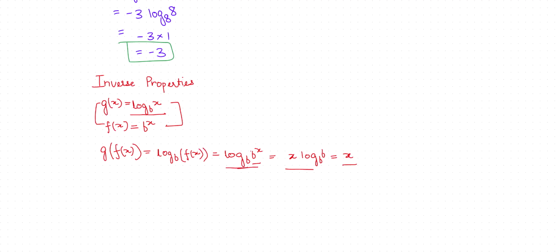Now let's do f of g of x. So this is f of g of x. F of x is b to the x, and g of x was given as the input. Then we put g of x here. And because they both are inverse of each other, this is equal to x. So we'll use these properties while doing the next problems.